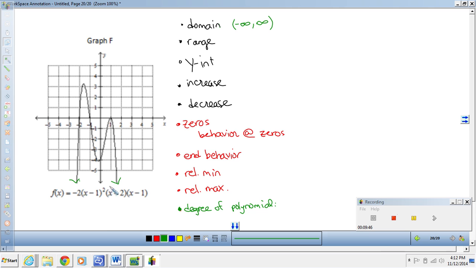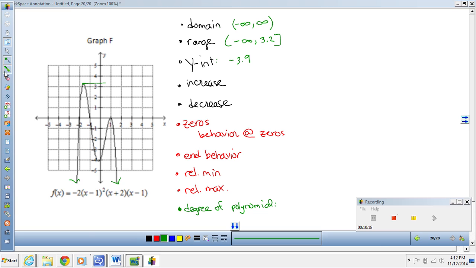My range goes from bottom to top. So the lowest point that this graph is going to go to is, look at the arrows, they go down forever. So it's going to be -infinity. However, the highest point is this point right here, so I'm looking at maybe 3.1, 3.2, so 3.2 with a bracket, because that point is included. Now the y-intercept is going to be about negative 3.9.